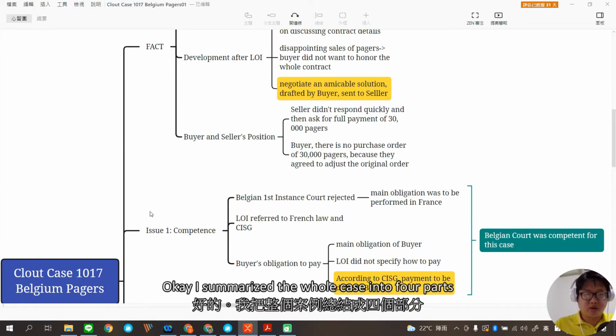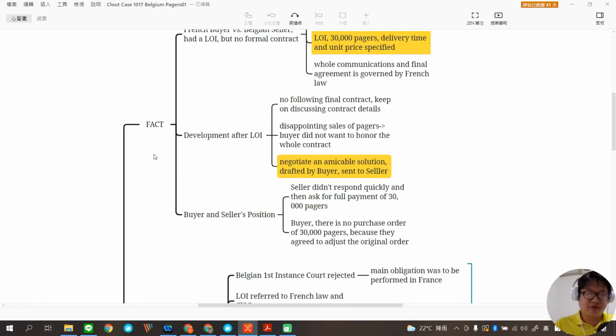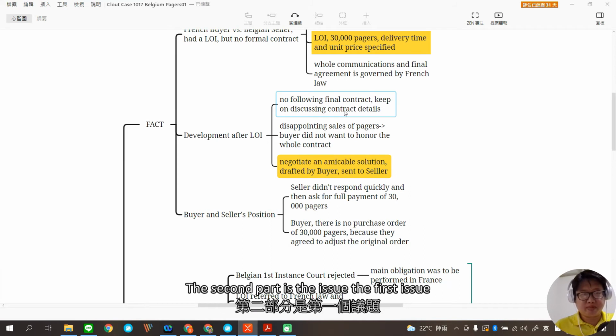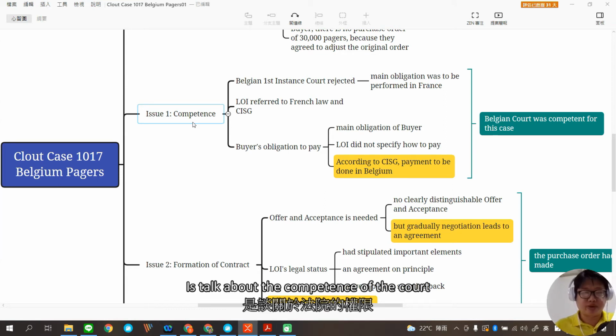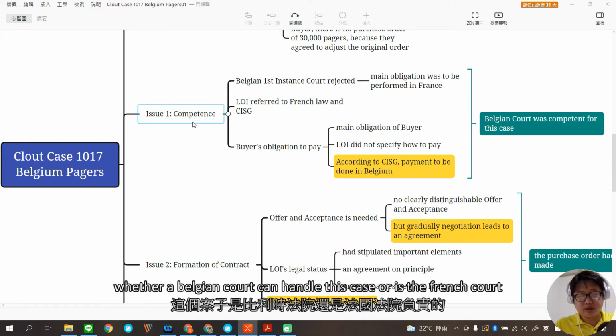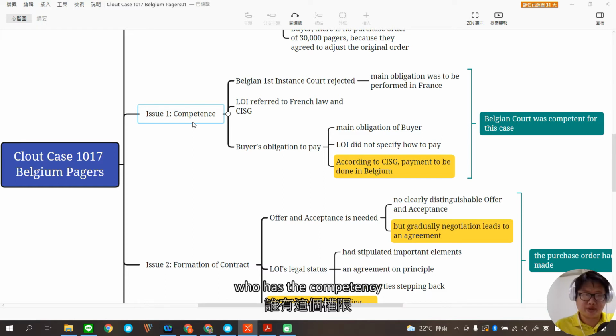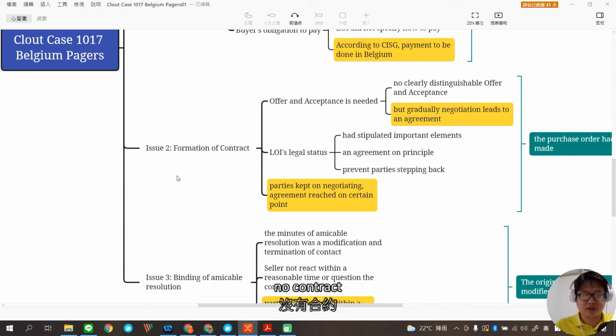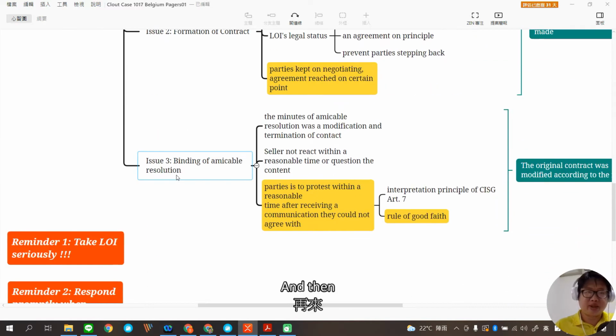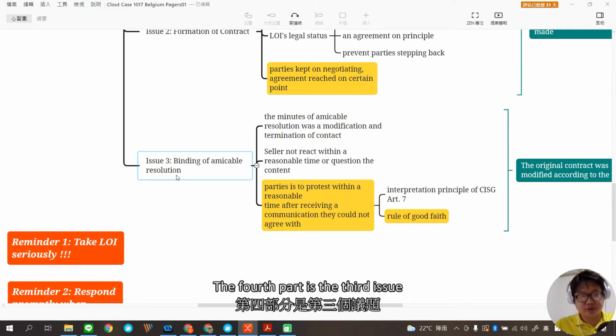I summarize the whole case into 4 parts. The first part is the whole fact. The second part is the issue. The first issue is about the competence of the court, whether a Belgian court can handle this case, or whether it is the French court that has the competency. And the second issue is the formation of contract, because in this case there was no formal contract. There is only a LOI, letter of intent. And then the fourth part is the third issue.